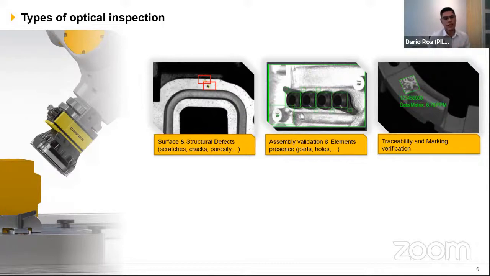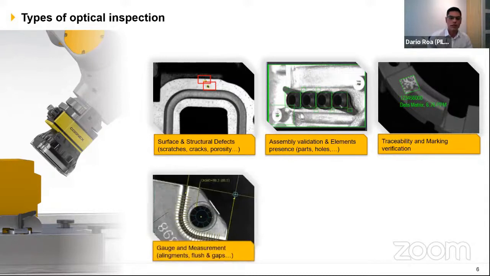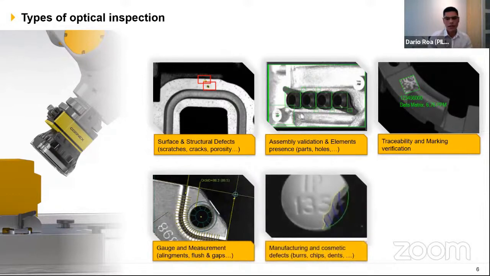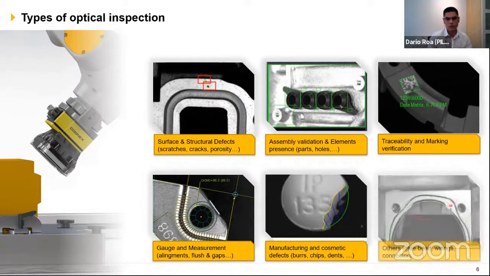Just to give you an idea of the types of things that we can inspect, we can look at mechanical defects. That means surface scratches, dents, that sort of thing. Then we can look at presence and validation of assembly of certain components inside the part that we want to inspect, or identify it via codes, QR or barcodes inside the part. Then we can also inspect details for measurements, so gauges in this case for alignments. And we can check for manufacturing and cosmetic defects of all sorts.